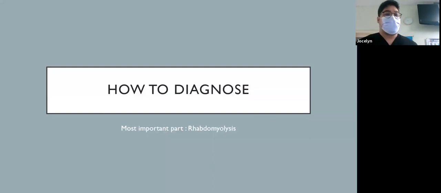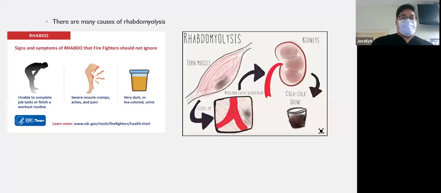How to diagnose crush injury? The most important part of this diagnosis is rhabdomyolysis, because we are playing with the fluids. There are many causes of rhabdomyolysis, not just crush injury. It could be medication such as statin, strenuous workout, myositis, alcohol intoxication, and also prolonged compression.